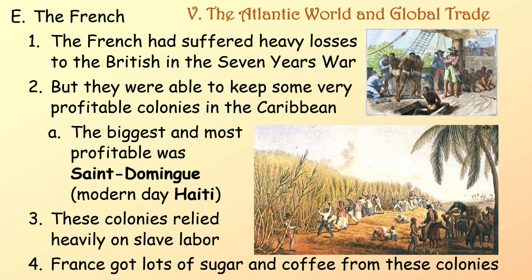The French. The French, as we've seen, had suffered heavy losses to the British in the 7 Years' War, but they were able to keep some very profitable colonies in the Caribbean, and the biggest and most profitable was Saint-Domingue, modern-day Haiti. These colonies relied heavily on slave labor, and France got lots of sugar and coffee from these colonies.